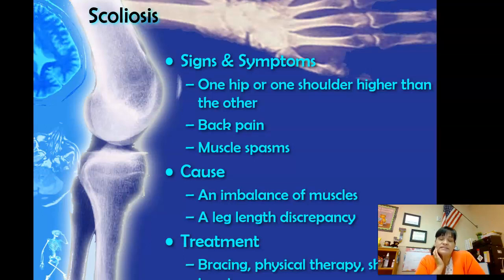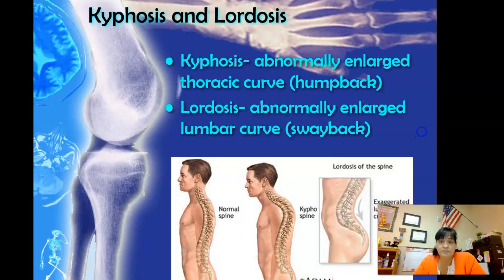Back pain, muscle spasms. The cause of this could be an imbalance of muscles, and so the muscles are actually pulling and pulling that spine out of place. You could have a leg length discrepancy. So if one leg is shorter than the other, then it would pull the pelvic girdle off center, which then pulls on the sacrum and the spine, and everything twists. Treatment would be bracing, physical therapy, shoe inserts, and in some cases surgery. And that is a very intensive surgery to try to fix.